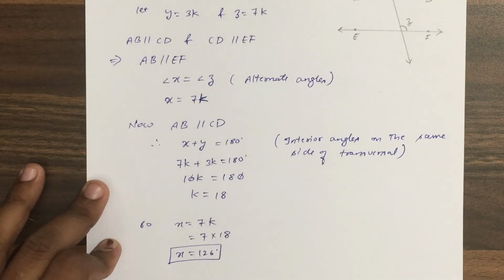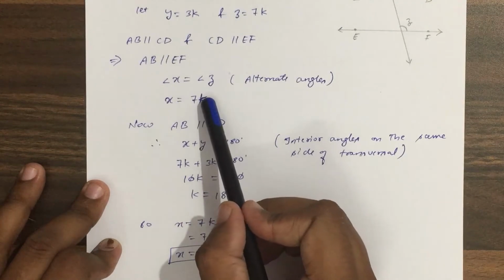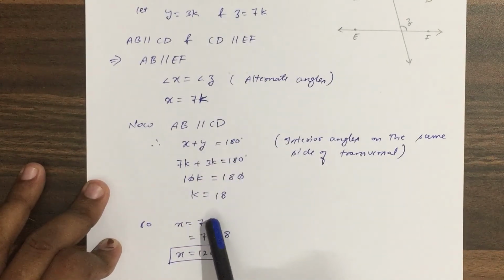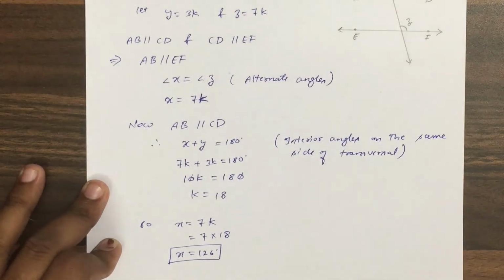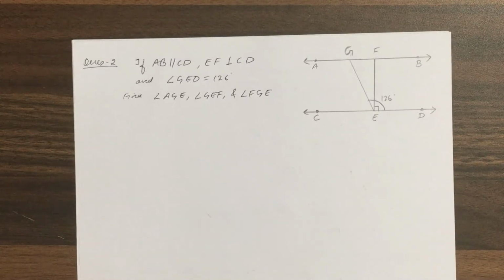Now you have to calculate the value of x. X is 7k. So when you put the value of k as 18, you get the value of x, which comes out to be 126. Okay, this was your question number 1. You can note it down. Now come to question number 2.